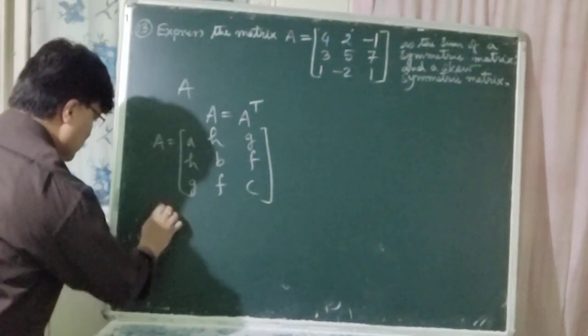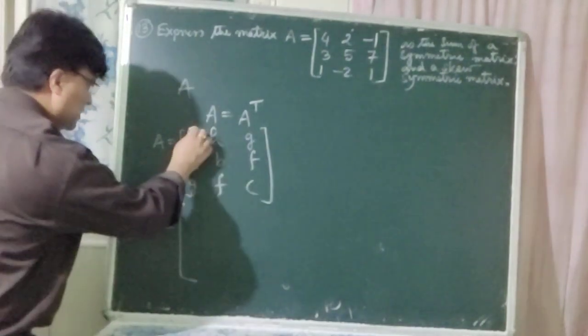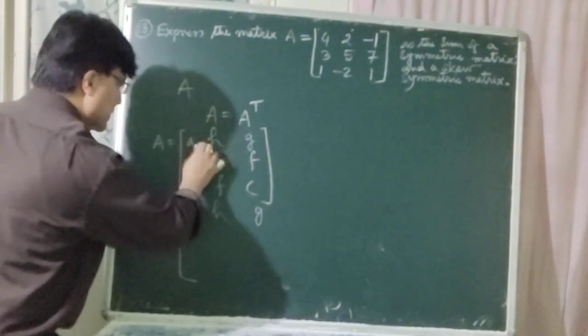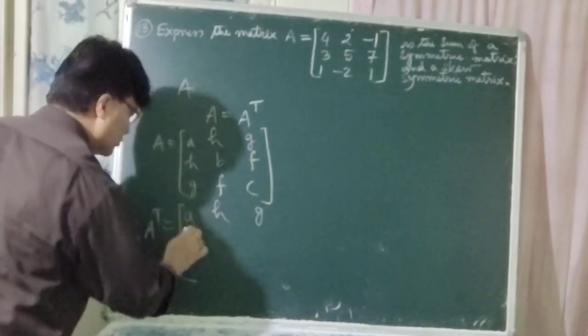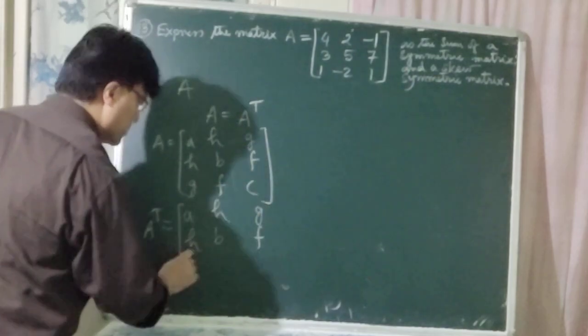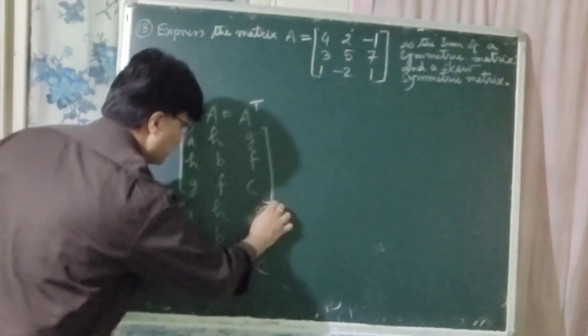So if you transpose it, what do you get? This first column becomes the first row, A, H, Z. This second column becomes the second row, H, B, F. And this third column becomes the third row, that is Z, F, C.